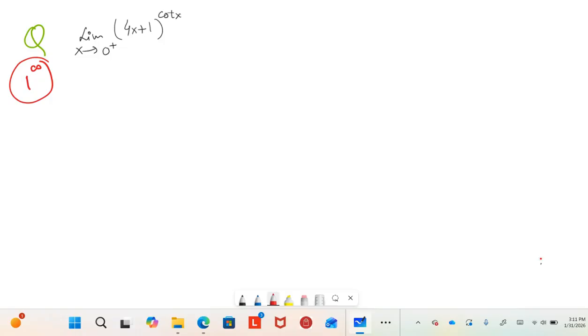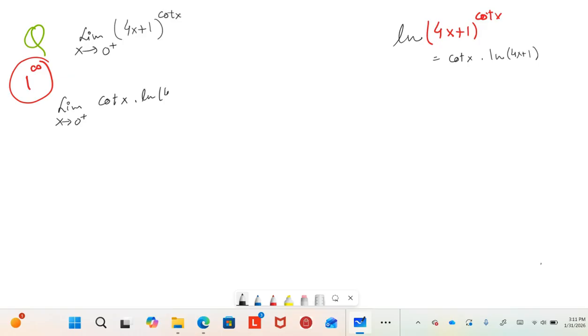I said if an exponential kind of indeterminate form is there, whatever the function's limit you need to find, take log of that. When you take log, the power comes down. This looks like cotangent x times natural log of 4x plus 1. Okay. Now, instead of finding the original limit, we are going to try to find the limit of cotangent x times this.